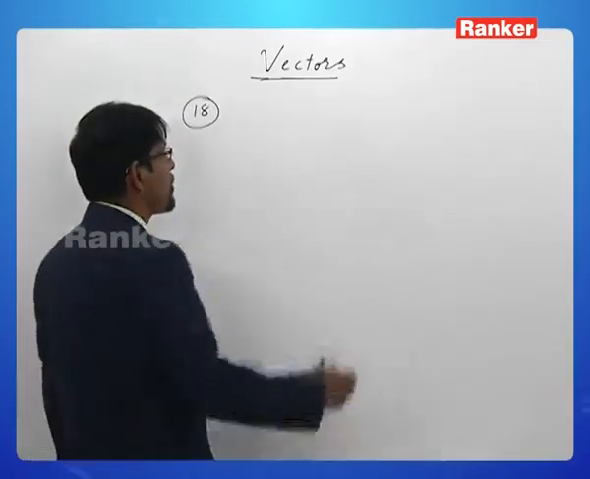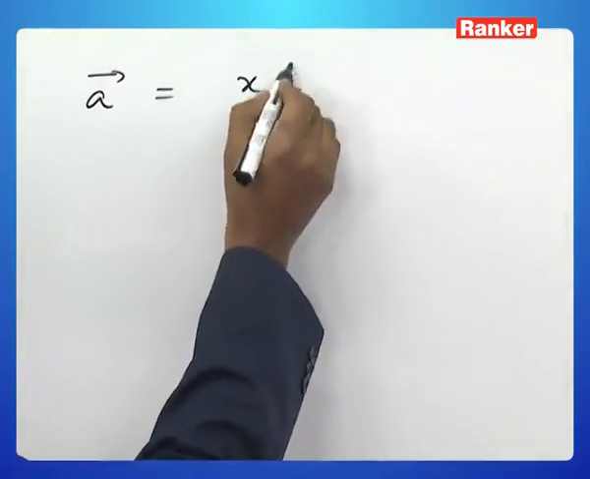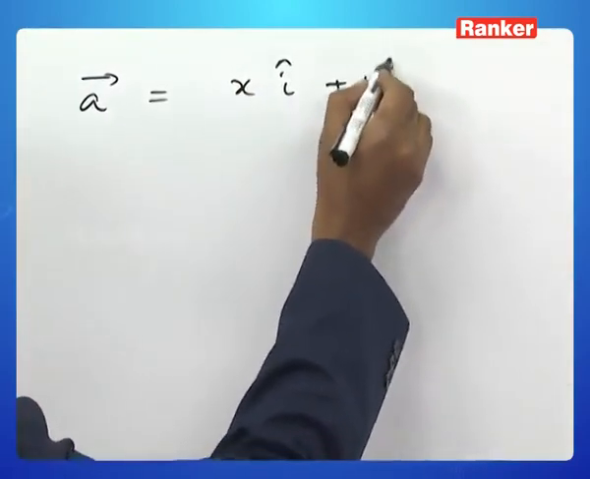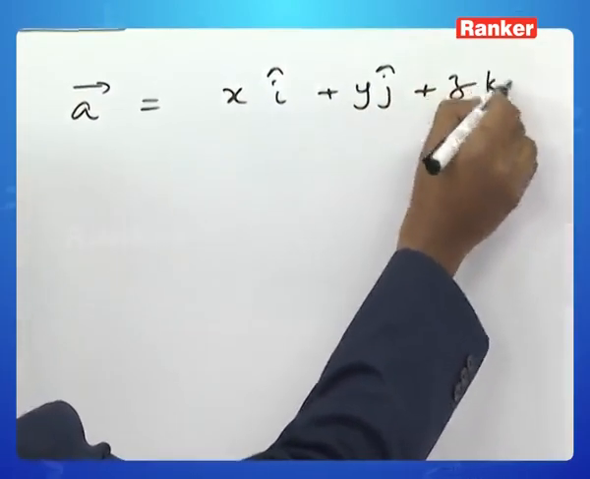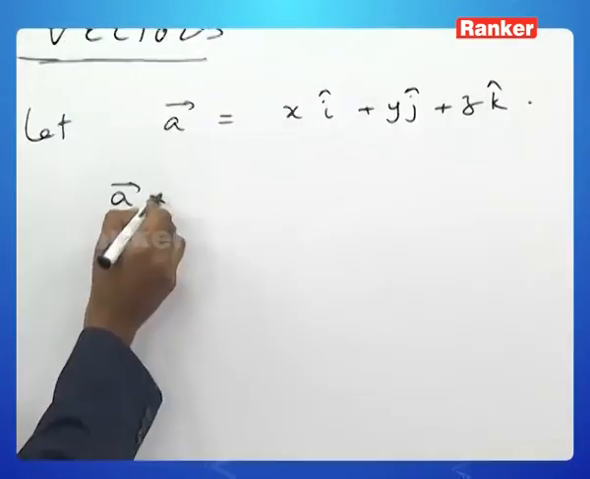So let's have a look at this. a bar is some vector. Let us take it as some x i cap plus y j cap plus z k cap. Let a bar be this. What is a cross i?